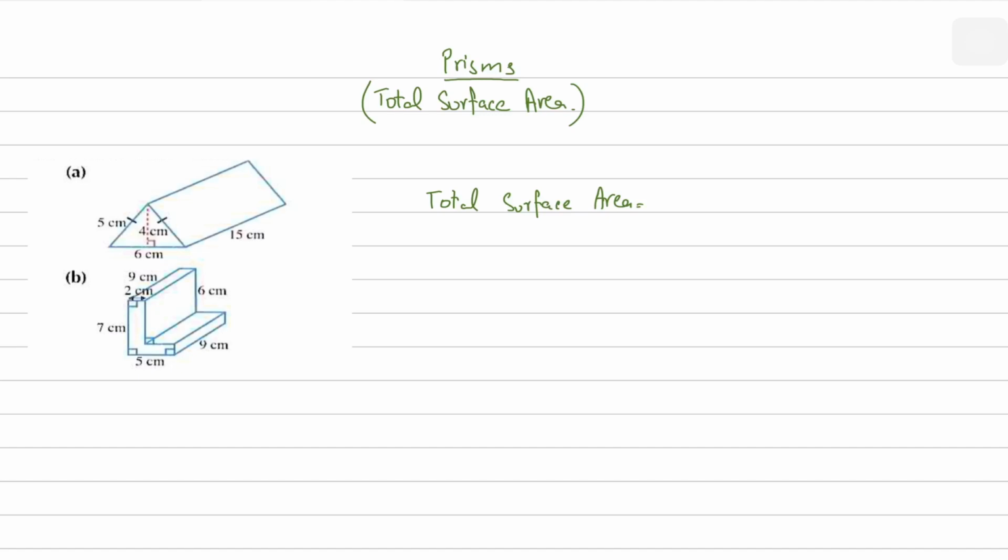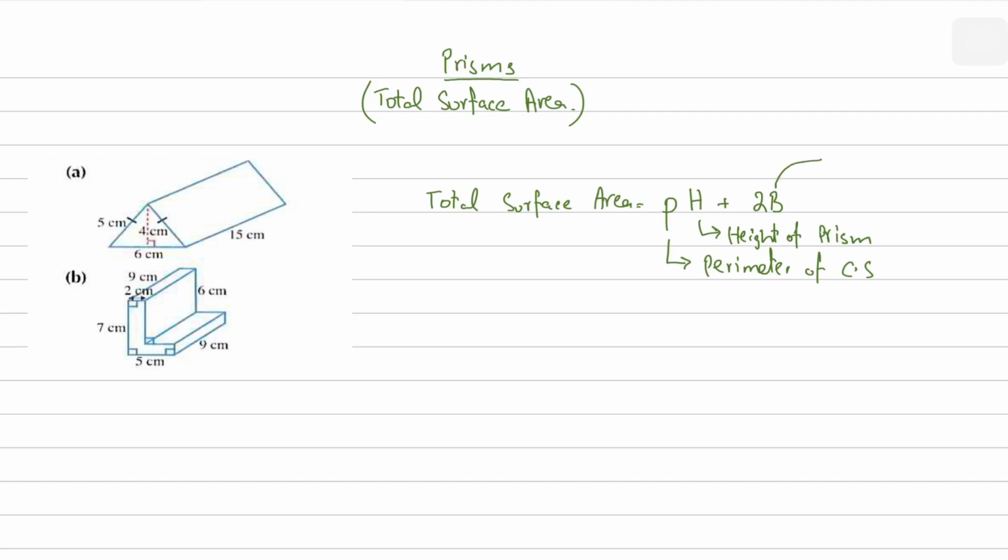So the formula for calculating the total surface area is P times H plus 2B. Now I know what you're thinking: what's P, what's H, and what exactly is B? P stands for perimeter, the perimeter of the cross section. H is for the height, but height of what? Height of the prism.